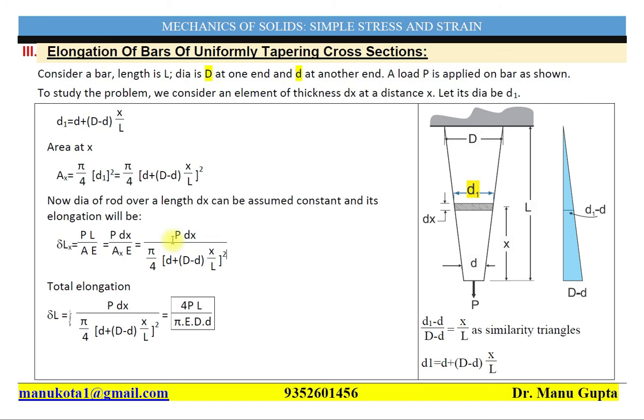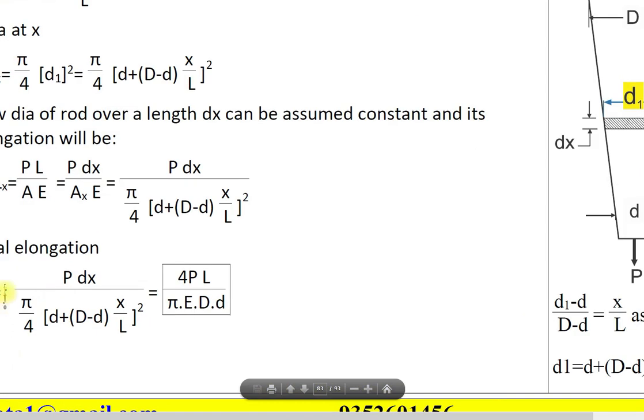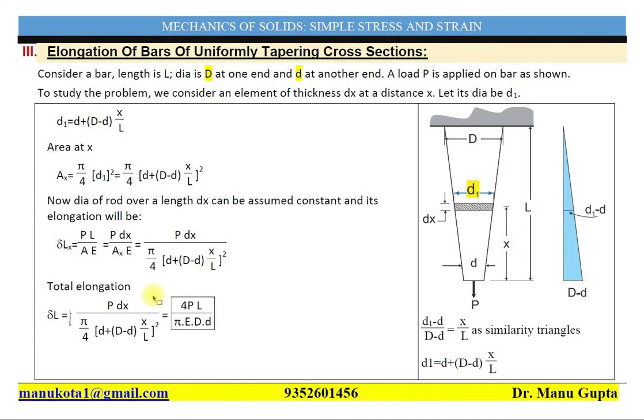To find the total elongation, we will integrate it from 0 to L, P dx upon the area and E, we will put its value here. It is a simple integration. After the integration we will get this value. So this is the standard formula to find the elongation of a tapered bar.